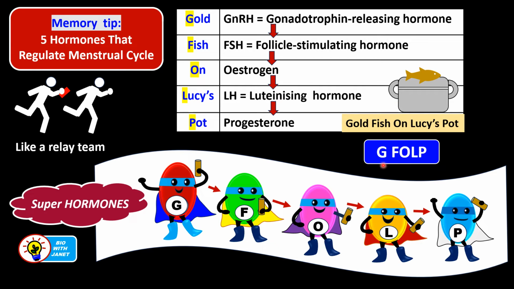So think of the acronym GFOLP, GFOLP, not FLOP, GFOLP. This is the short form. Or you can remember the sentence, goldfish on Lucy's pot. A goldfish on top, not inside, on top of Lucy's pot. So the G stands for GnRH, gonadotrophin releasing hormone, the gold. And then F, or fish, stands for FSH, follicle stimulating hormone. O, or on, stands for estrogen. L, or Lucy's, stands for LH, the luteinizing hormone. P is for progesterone. So, goldfish on Lucy's pot.